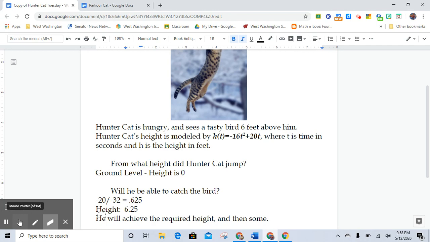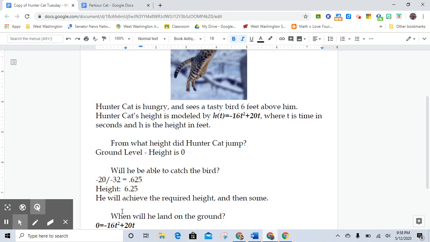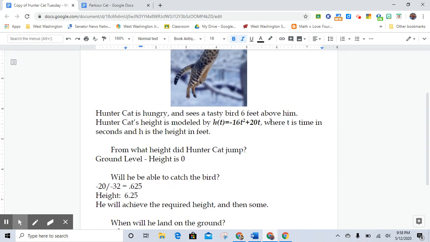So let's see. Yes, when will he land on the ground? So this is asking about the roots. In that picture that I just erased, that's where it hits the x-axis. And he started at 0, so that's awesome. He started at that point 0, 0. But when did he hit the ground over here?